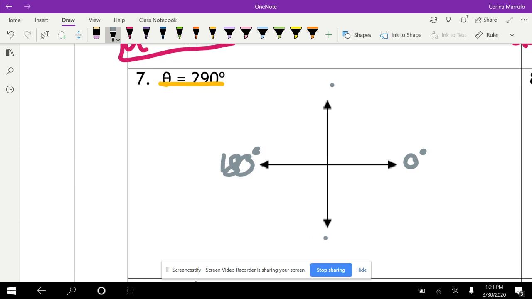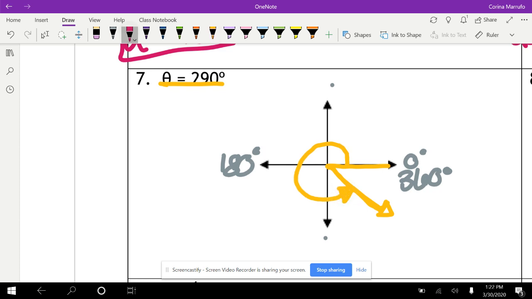This is 270. And then 290 is more than 270. Once we come all the way over here, it'll be 360. So it is between 270 and 360, which would be right here. So this is your initial side. This is your terminal side. And it comes all the way around and stops here.